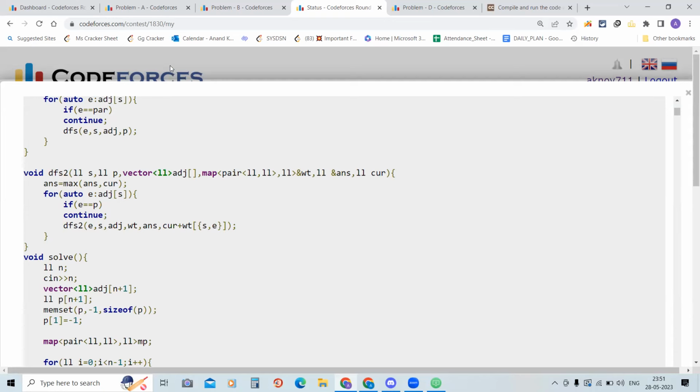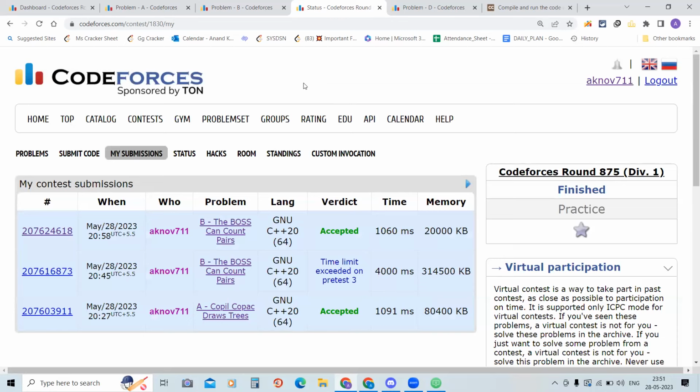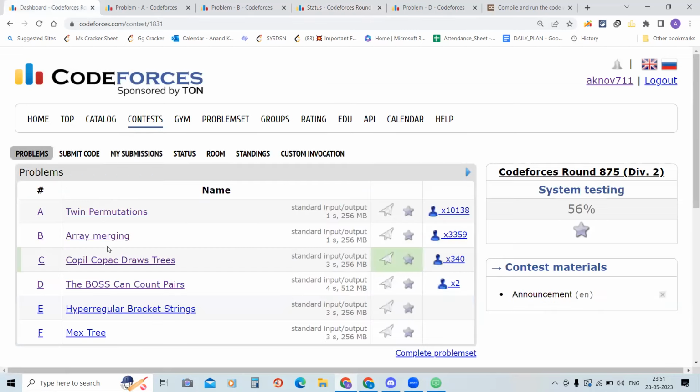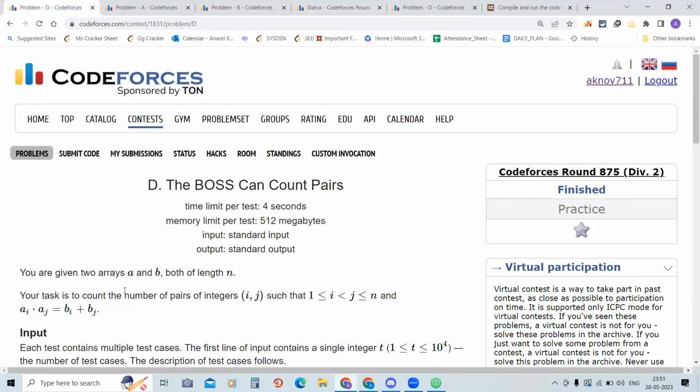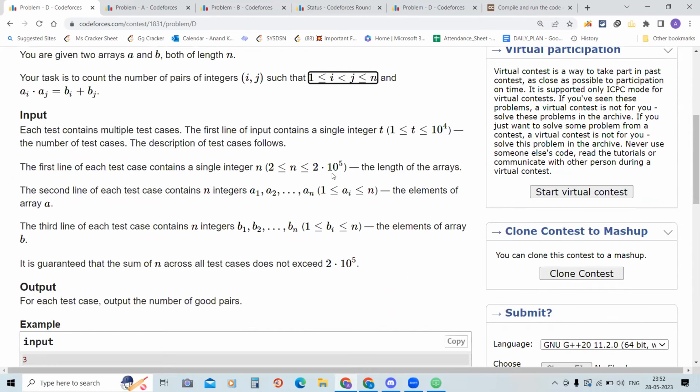Okay, so let us now move to the next problem, which was problem D. This is the last problem. This problem is very small and very simple. You are given two arrays A and B, both of length n, and your task is to count the number of pairs i and j such that i is less than j, and ai times aj is equal to bi plus bj. The constraints are n up to 2 into 10 to the power 5, and ai and bi both are in the range 1 to n. This is a very good constraint; without this it might not be possible to solve it.